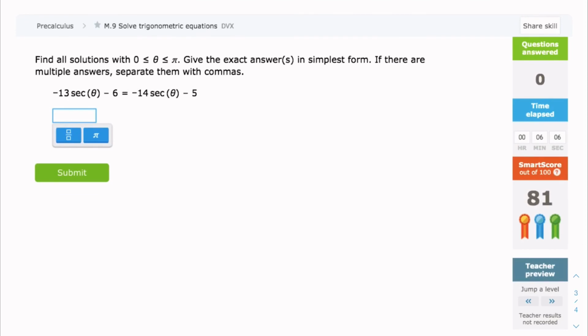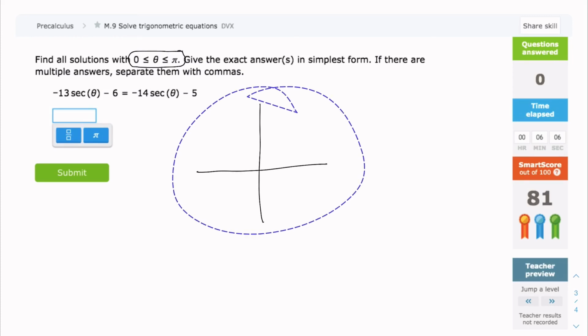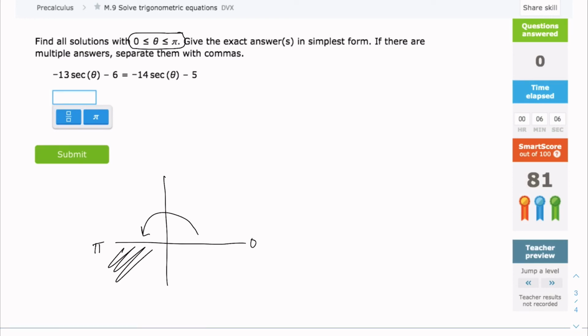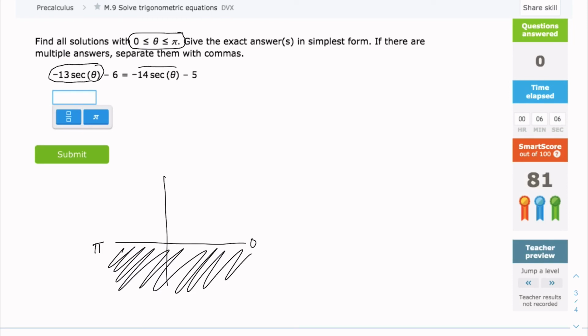Let's do the last problem. So again, focus here first. Which quadrants are we not allowed to be in if we have to be between 0 and pi? Pause the video and see if you can do this one all on your own. So here's 0, this is pi. We have to be somewhere between these two, so we're going to block out the bottom two quadrants. Next, we have multiple secant thetas. We want to get them all on the same side, and everything else should be moved to the right side. So let's begin. Again, pause the video and try it yourself.